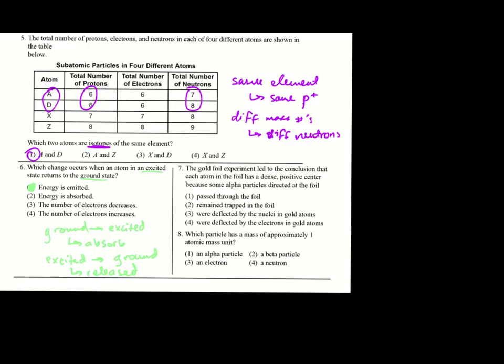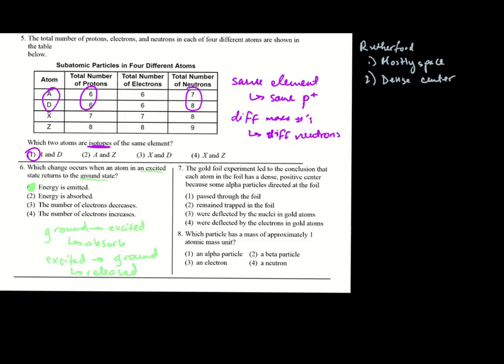Number 7. The gold foil experiment, think Rutherford, led to the conclusion that each atom in the foil has a dense positive center because some alpha particles directed at the foil. So he came up with 2 main conclusions from his experiment. The first one was mostly empty space. And the second one is a dense center, basically the nucleus.